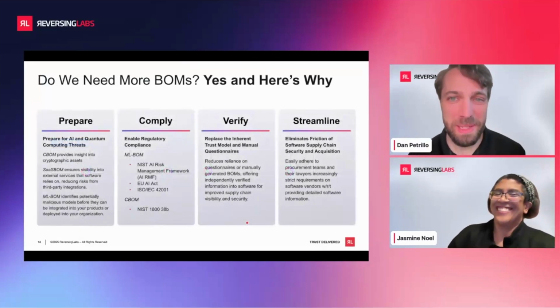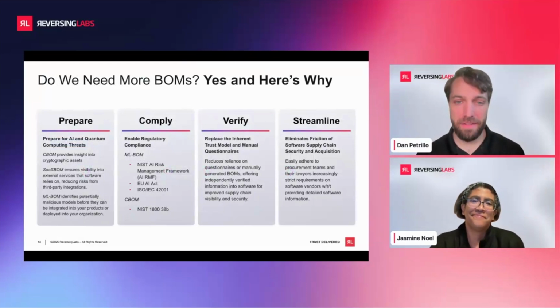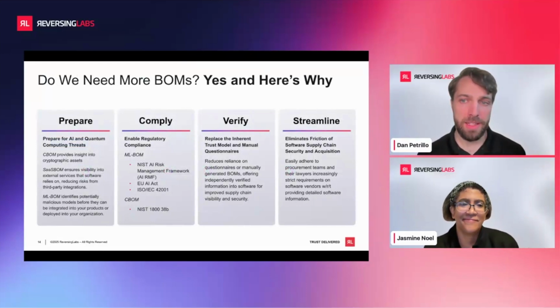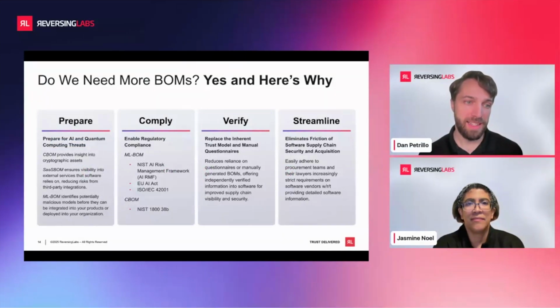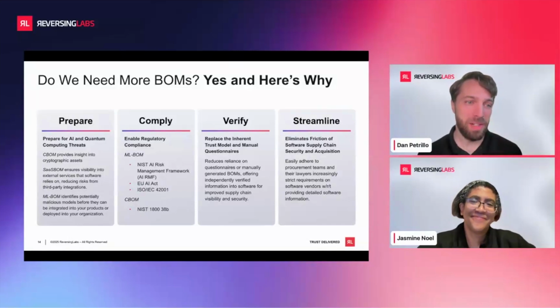Yes. Do we need more bombs? The answer is yes. And I have 4 reasons we need them. This extended bill of materials is going to help us better prepare, to help us comply, to help us verify and streamline. So what do I mean by that? When it comes to preparing, AI and quantum computing threats are growing, becoming more likely and present and soon to be realized.